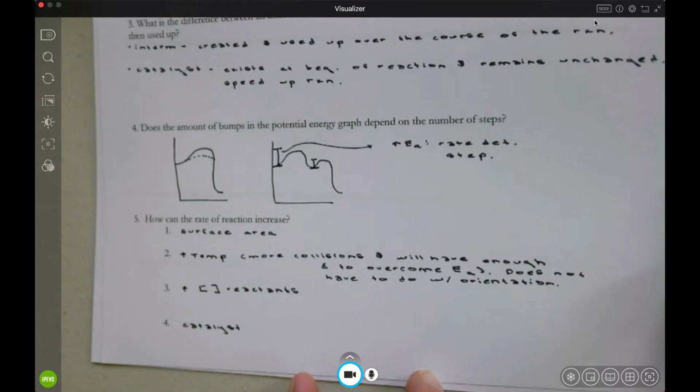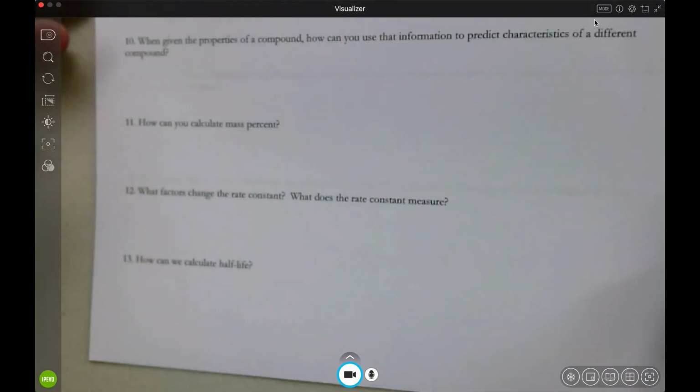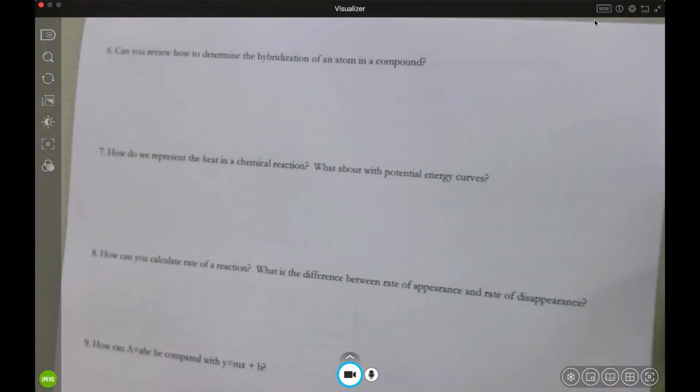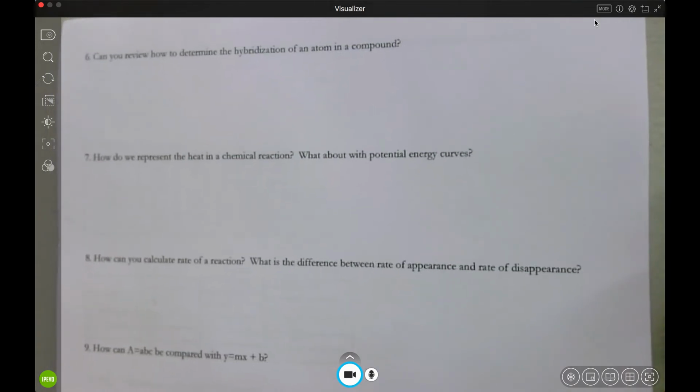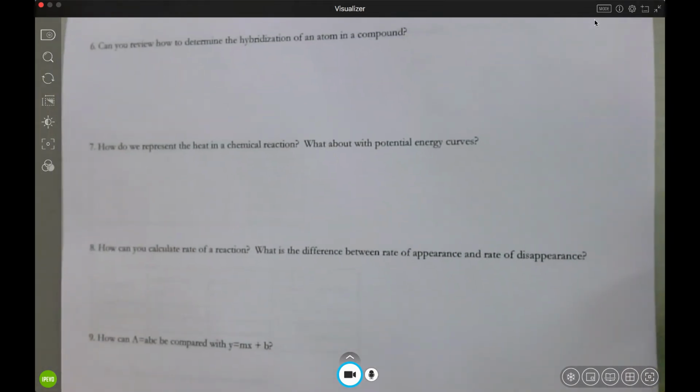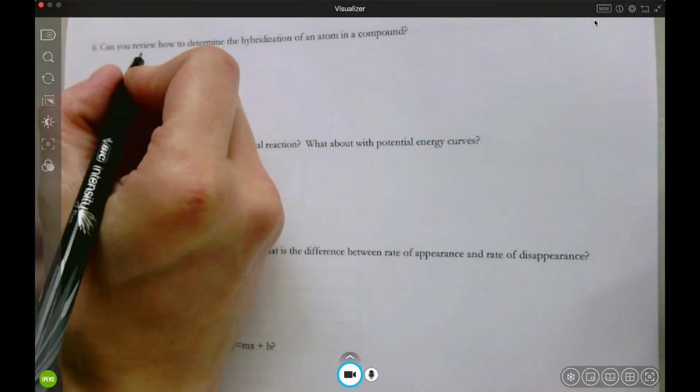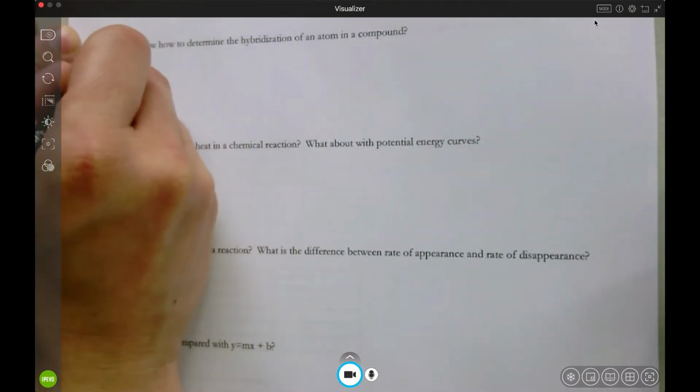Okay? All right, next set of questions. So I was asked, can you review how to determine the hybridization of an atom? Absolutely. What determines the hybridization of an atom is the total number of electron domains.